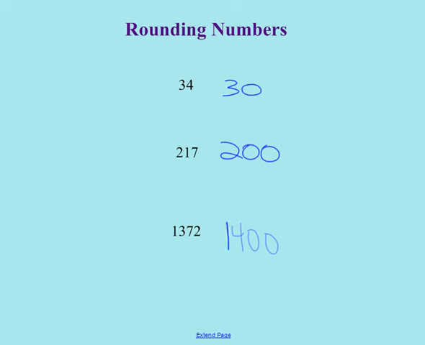Now finally, let's go back and round 1,372 to the nearest 1,000. In this case, it would round down to 1,000.